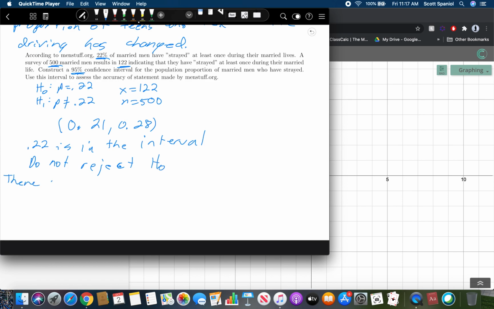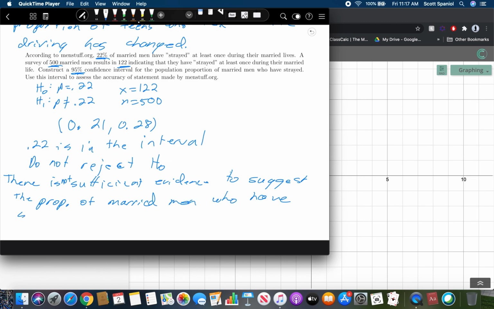So there is not sufficient evidence to suggest the proportion of married men who have strayed at least once is not 22%. Okay. So that's the idea. So that's just another way to go about it with these two-tailed tests.